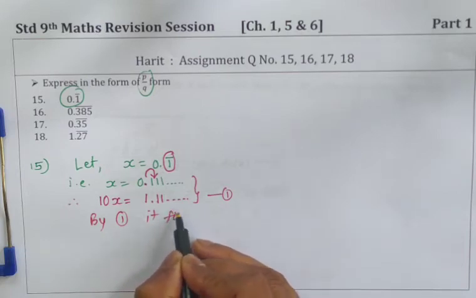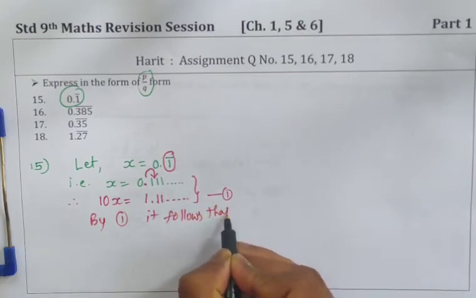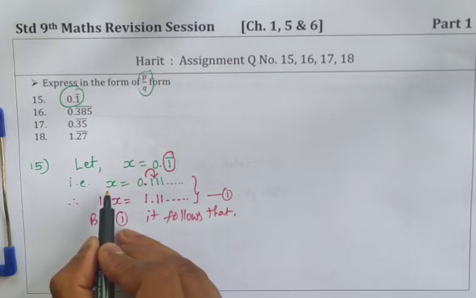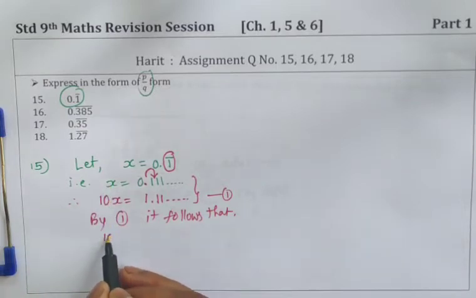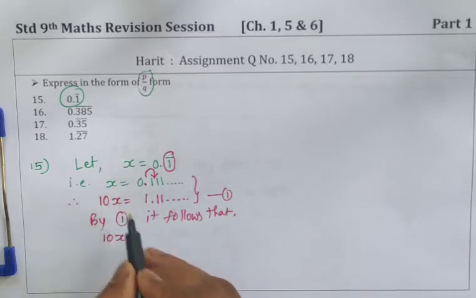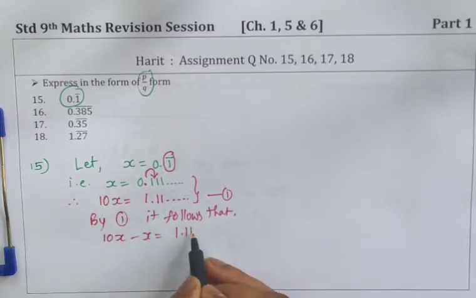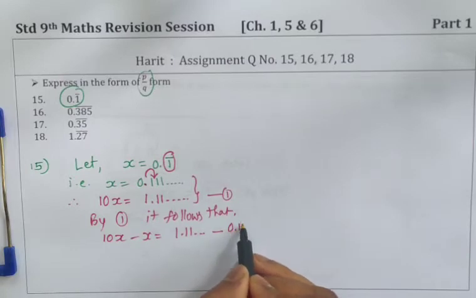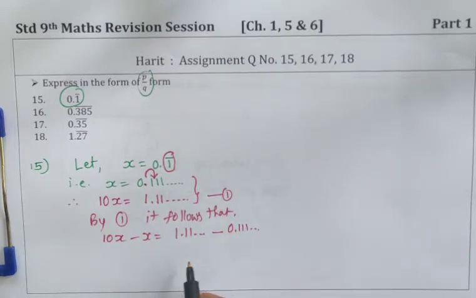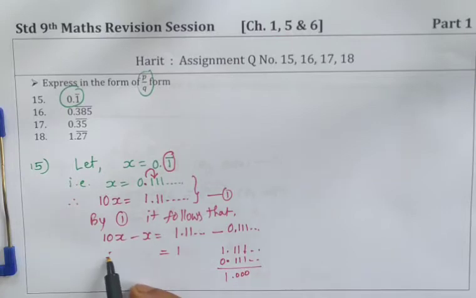By 1 it follows that, Euclid's property: 10x minus 1x is equal to 1.11 dot dot dot minus 0.111 dot dot dot. Let me subtract that, point below point: 1 minus 0 is 1, then 1 minus 1 is 0, and so on, dot dot dot. So that is equal to 1 on the right-hand side, and this gives me 9x. Therefore x is equal to 1 upon 9.